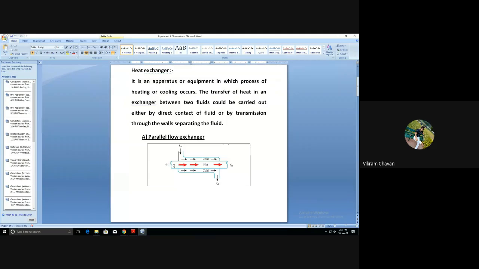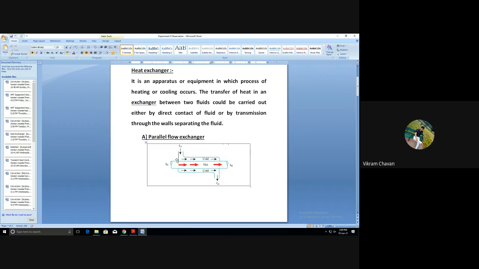So in that case, if you consider that hot fluid is entering from this side and the cold fluid is entering in this side, after entering the heat exchanger, both the fluids have the same direction of flow. Okay, and at the other end, both the fluids are leaving the heat exchanger. So if you consider TH1 and TC1 as the inlet temperatures of the parallel flow, and TH2 and TC2 as the outlet temperatures of the parallel flow.